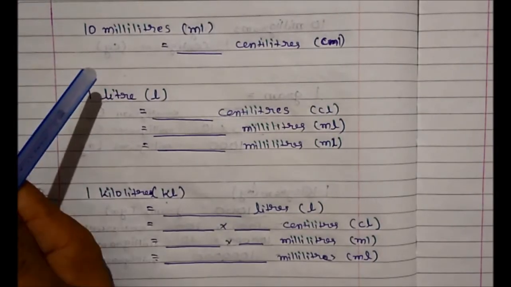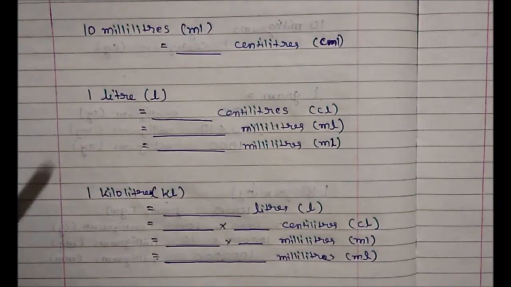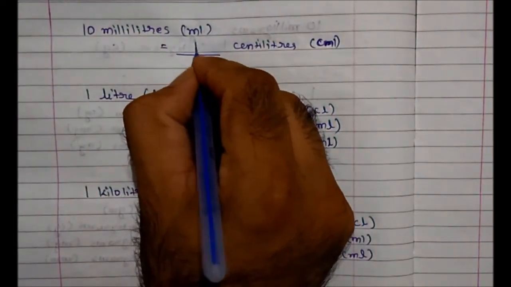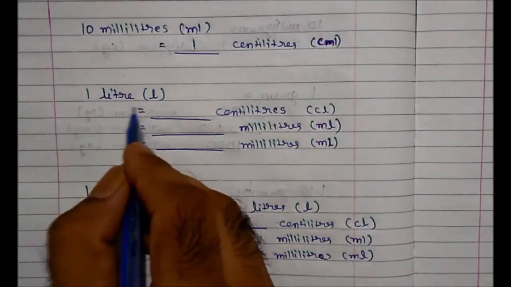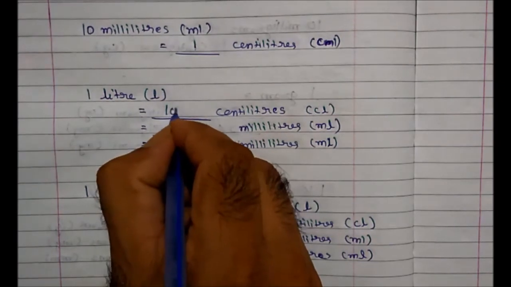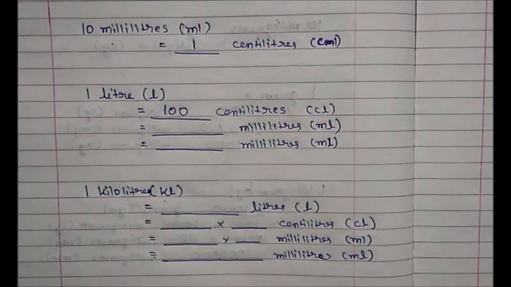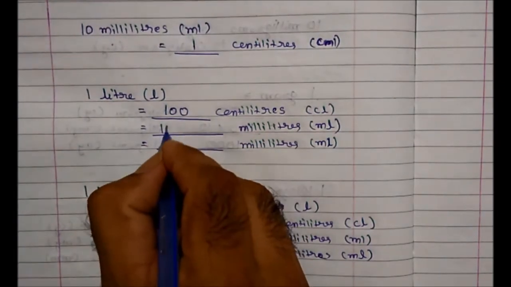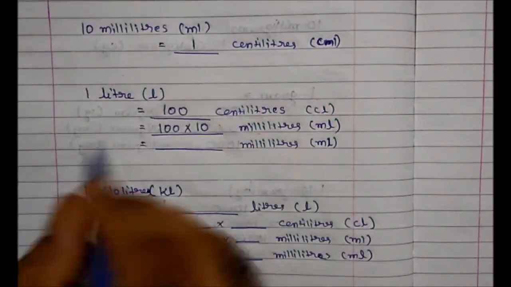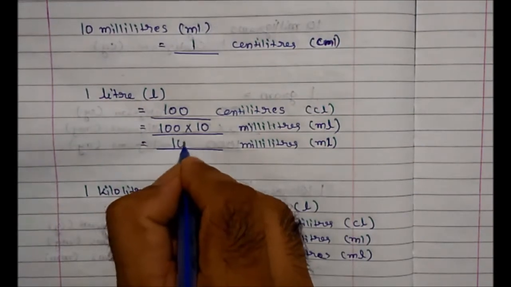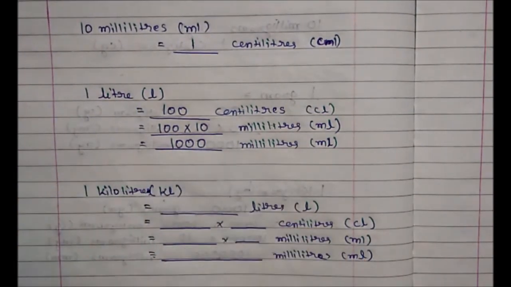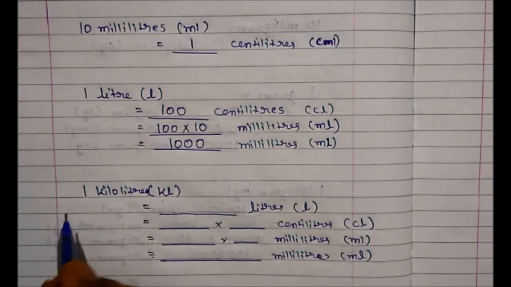In the same way, take the quantity liters. 10 milliliters is equal to 1 centiliter. 1 liter is equal to 100 centiliters. 100, when we multiply with 10, we will get milliliters. 1 liter is equal to 1000 milliliters.